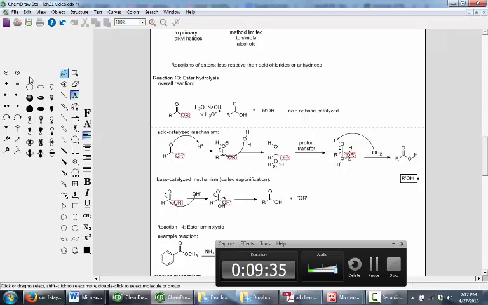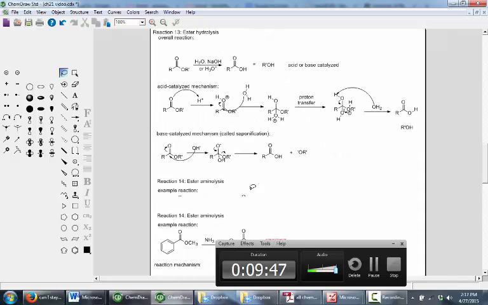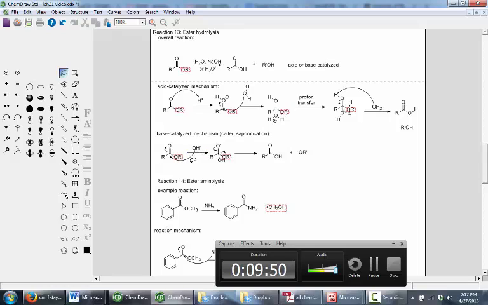Neutral alcohol. And again, by using water to pull off this proton, I regenerate my acid catalyst and now form the neutral carbonyl product. I can do base catalyzed ester hydrolysis. That's also called saponification. So that's the reaction shown here.